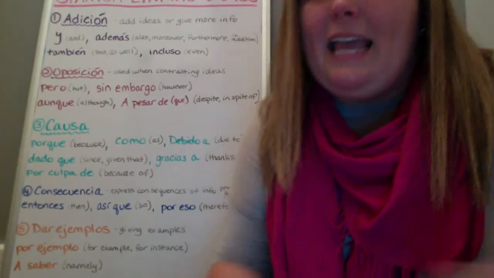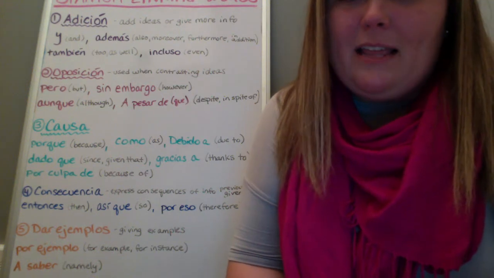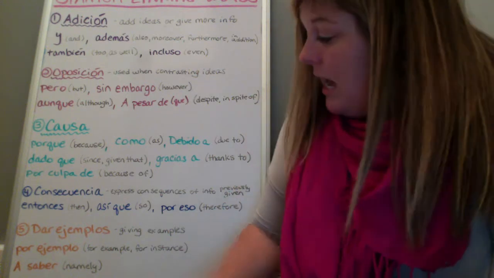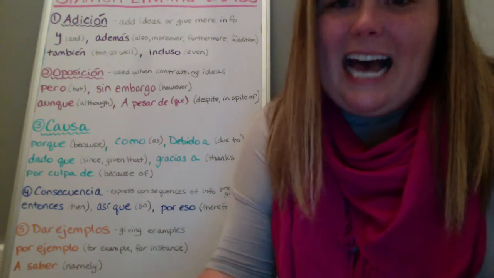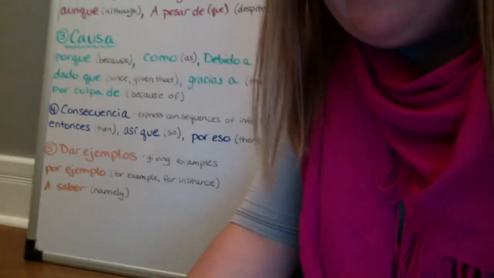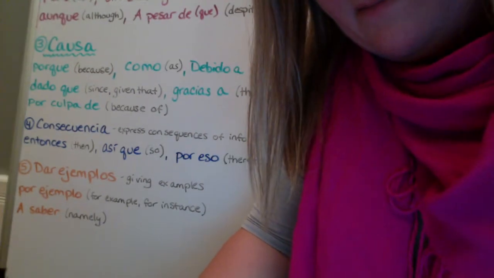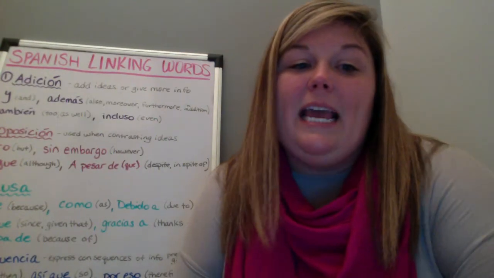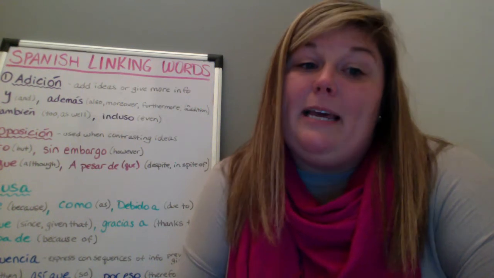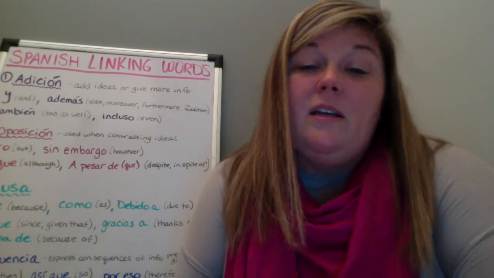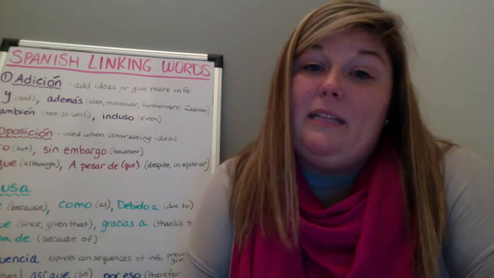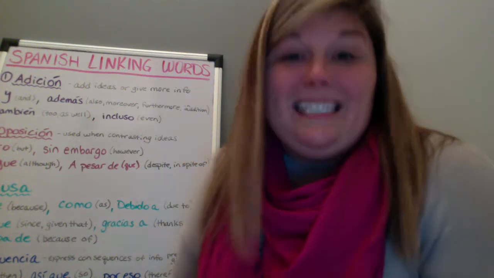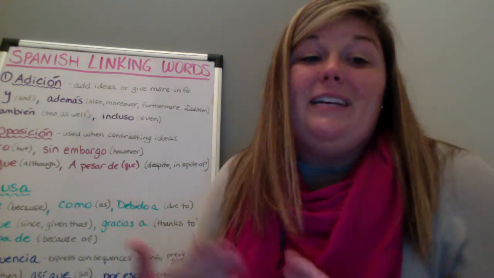See? And the last linking word that we're going to talk about today, this one's also in the category of giving examples, and this is a saber. And a saber, see? A saber means namely. And an example of this, we could say, hay dos problemas, a saber, el gasto y el tiempo. So this means there are two problems, namely the expense and the time. So again, these por ejemplo and a saber are linking words that we use when we give examples.